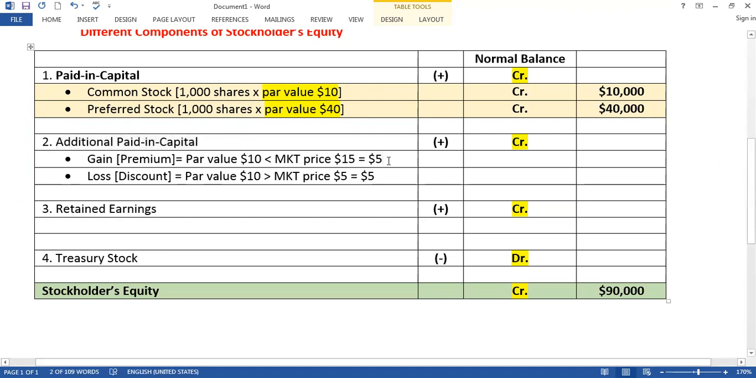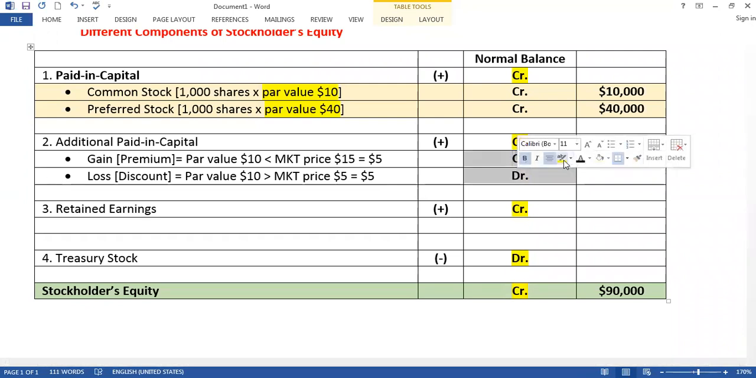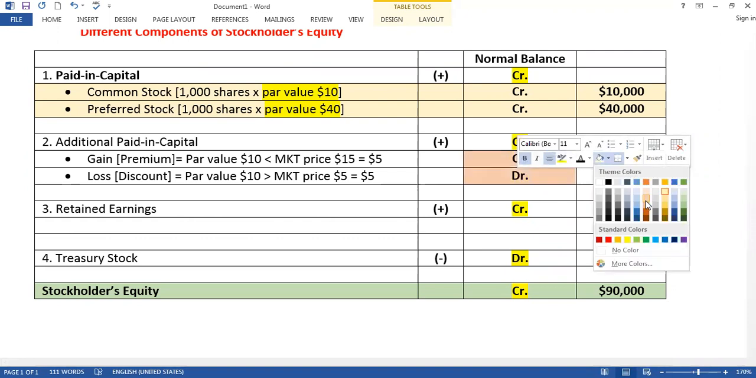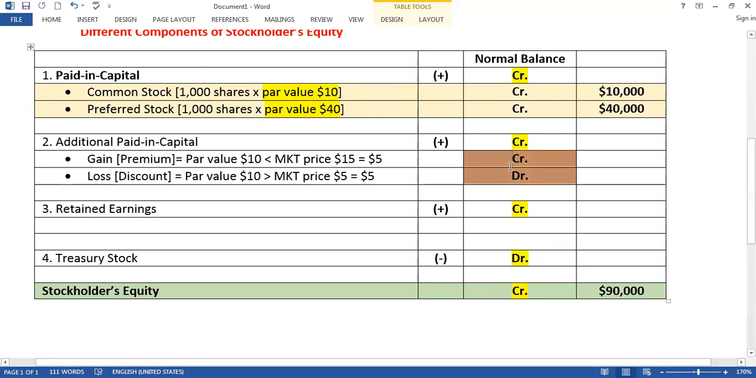Now you know that gain means it is debit or credit. Gain is credit, right? Look at here. Gain is credit, you remember. And loss is debit. Can you remember this? Gain is credit and loss is debit, right? Can you remember? So if gain is credit and loss is debit, it means that additional paid-in capital is sometimes credit, additional paid-in capital is sometimes debit, because we have both relationships, plus and minus here.